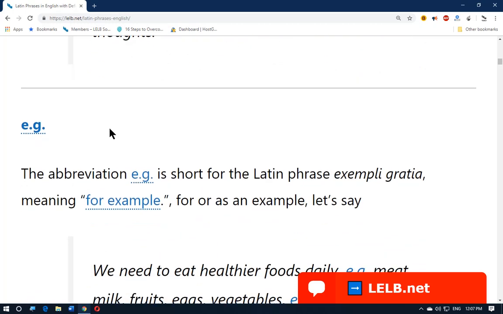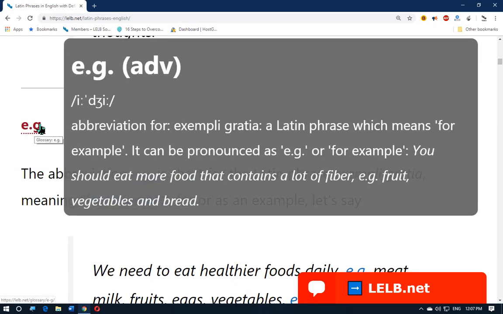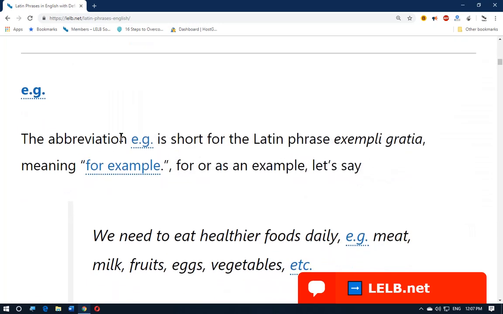The next Latin phrase is e.g., abbreviation for exempli gratia. These are Latin phrases. A Latin phrase which means for example. It can be pronounced as e.g. or for example. So the abbreviation is short for the Latin phrase exempli gratia, meaning for example, or as an example.